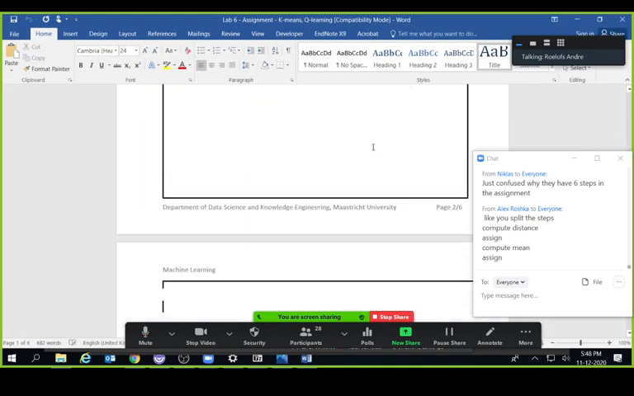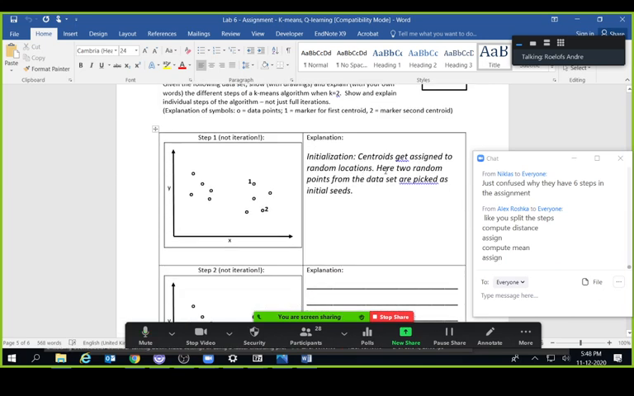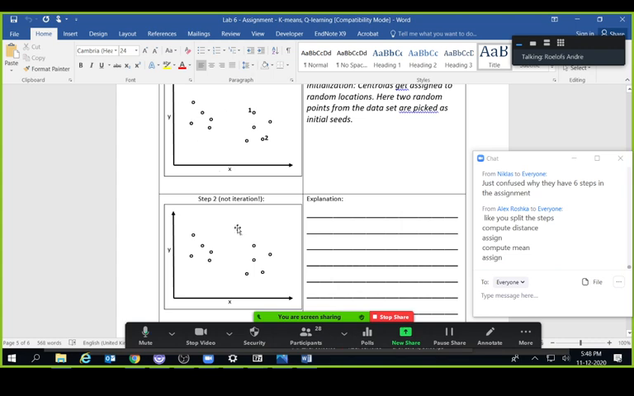In the first cube, you would say the centroids get assigned random locations. Here are the random data points that are picked as initial seeds. So the 1 and the 2 are picked as initial seeds. And then the only thing you would do here is color all these points, so these ones would become 1, and these ones would become 2. This one would become 1, and this one would become 2.